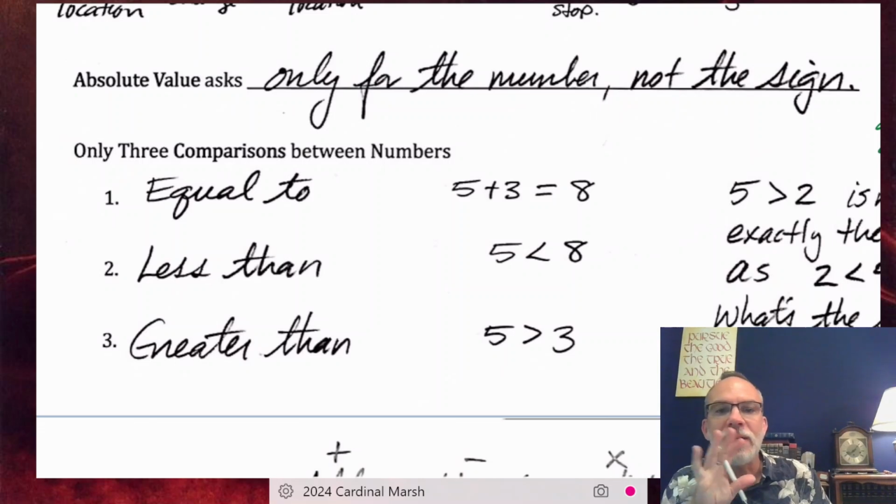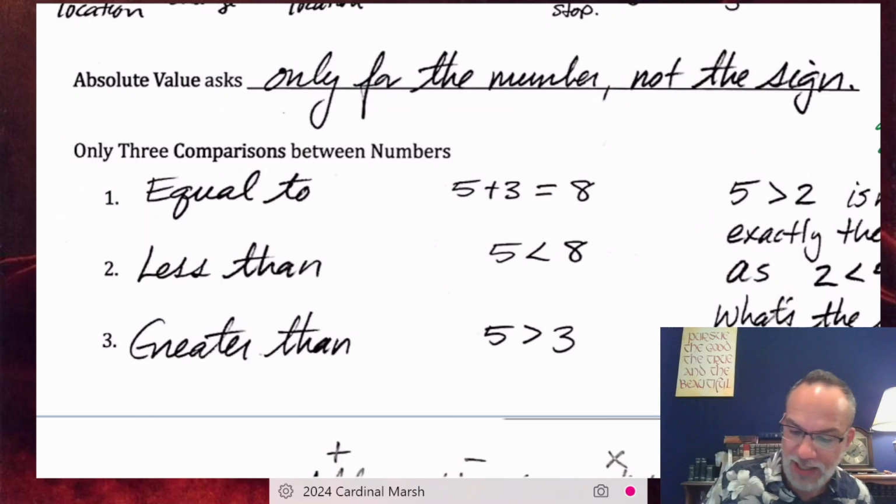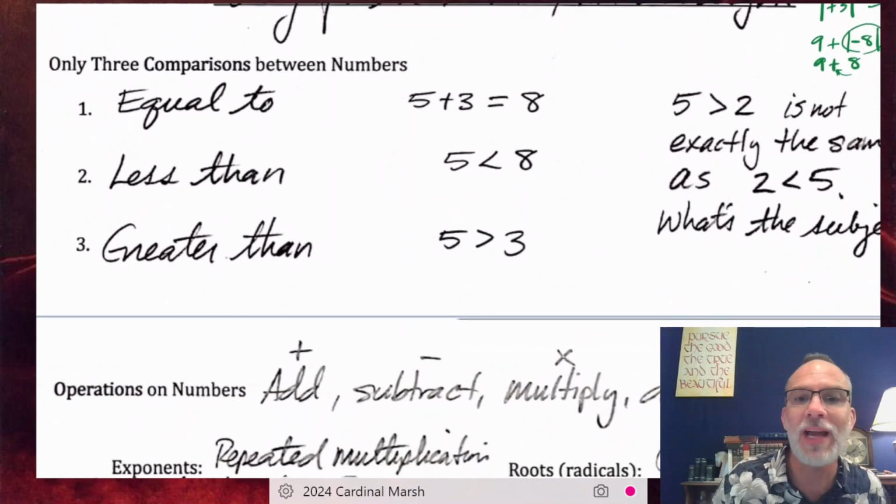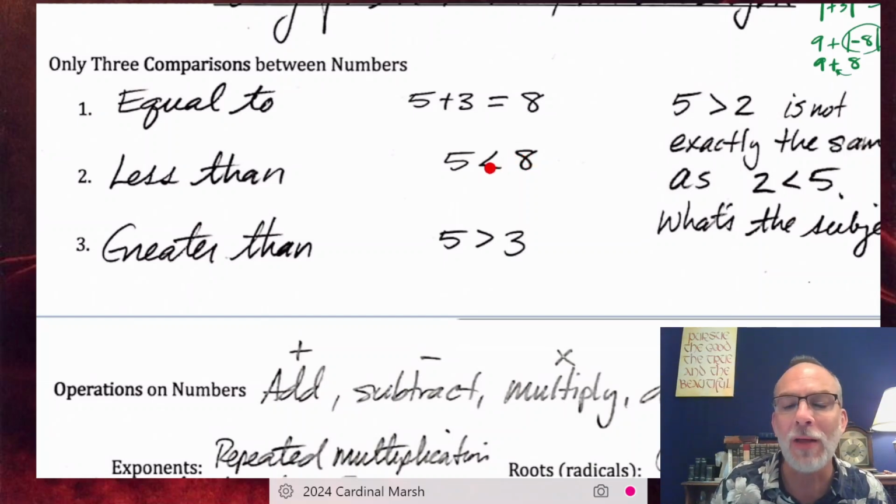So 5 plus 3 is equal to 8. 5 < 8. Please be sure that you interpret this here as 5 is less than 8. I don't want a second grade idea of 8 being eaten by the alligator mouth, so 8's bigger. That's not how you read this. It's 5 is less than 8. That's how you read it, from left to right.